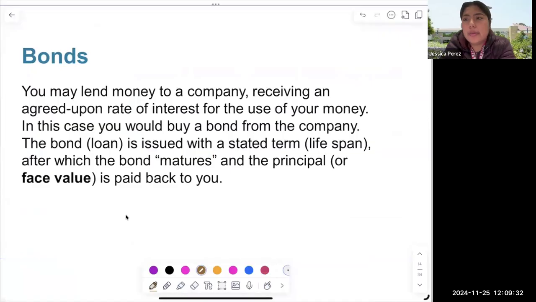Let's look at bonds. What are bonds? For bonds, you may lend money to a company, receiving an agreed upon rate of interest for the use of your money. In this case, you would buy a bond from the company. The bond, a type of loan, is issued with a stated term or lifespan, and the bond matures and the principal or the face value is paid back to you. So a bond is a type of lending money where the bond matures and the principal amount is paid back to you.